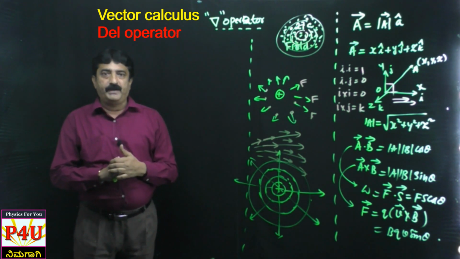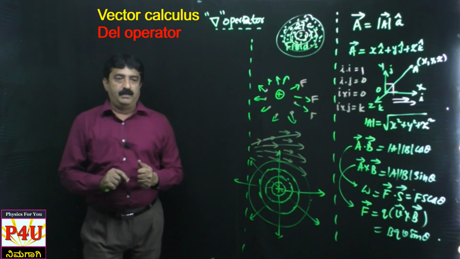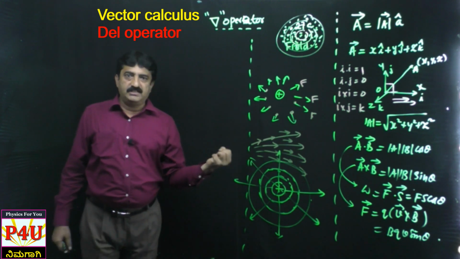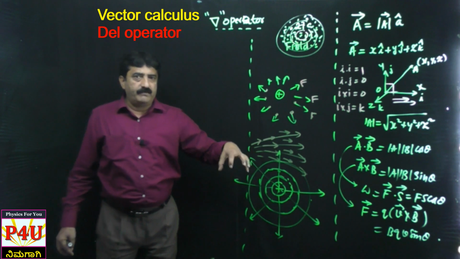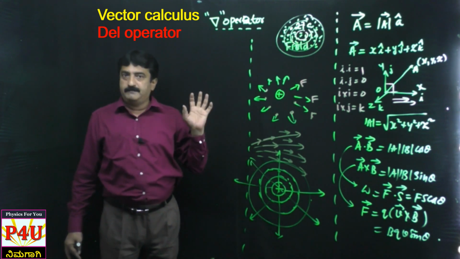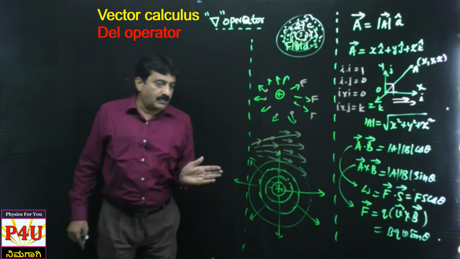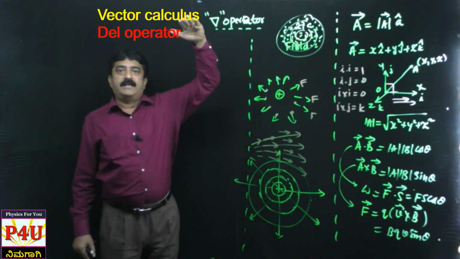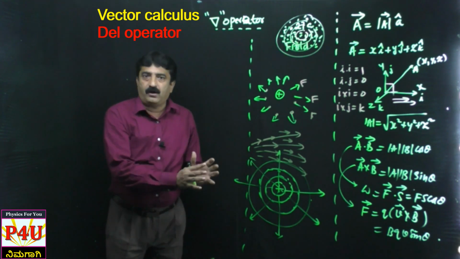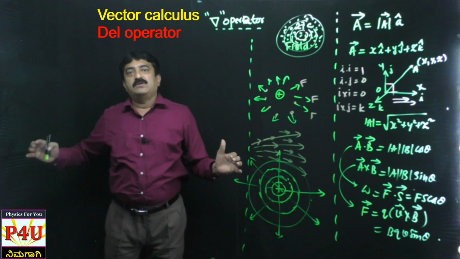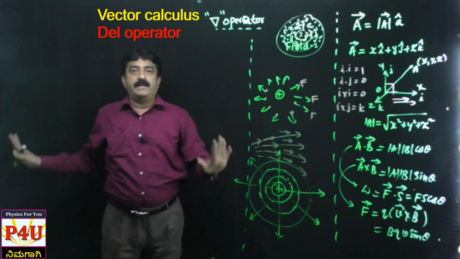What is this del operator? Listen carefully. First I take one example. Best example, hot iron sphere. I have a hot iron sphere over here, very hot, red hot iron sphere. And if you move away along x-axis or along y-axis or along z-axis, definitely temperature decreases. Around the sphere it is very hot. As you move away, it keeps on reducing. Maybe far away from the iron sphere, it will be nominal.